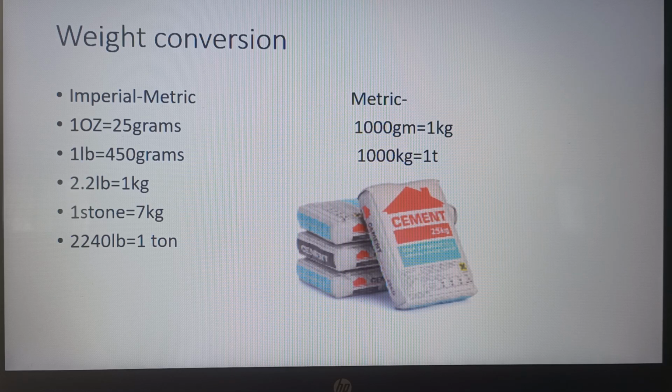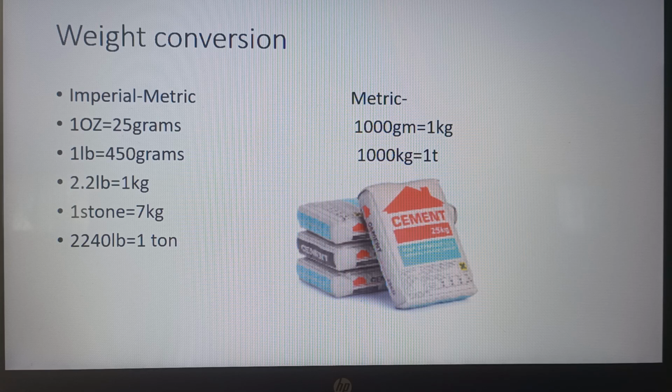Weight conversion. Imperial to metric. 1 ounce equals 25 grams. 1 pound equals 450 grams. 2.2 pounds equals 1 kilogram. That's a big one we use. 1 stone equals 7 kilograms. We don't use this so much in Australia anymore. And 2,240 pounds equals 1 ton.